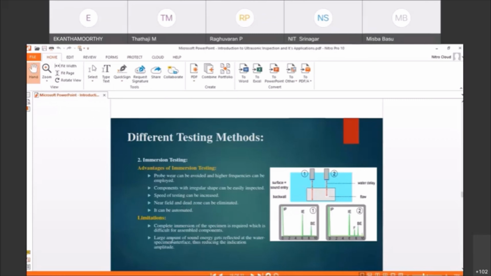The limitation is that it needs more medium. Like if you see larger objects, it's very difficult to do by immersion testing. Complete immersion inspection is required, and it is difficult to assemble components. A large amount of sound energy gets reflected at the water interface, reducing the indication amplitude. Generally, we will use immersion probes, like focused probes, and different sensors and lenses to focus the beam, and we do the immersion testing.